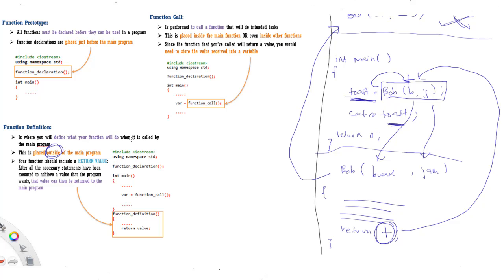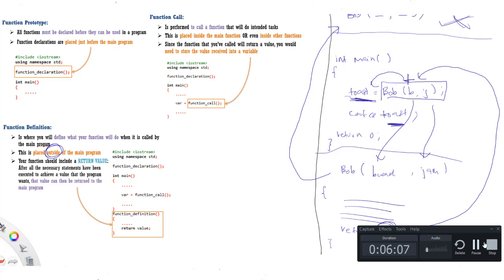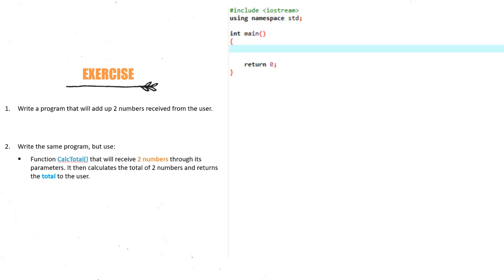Okay, so let's go into an example so that you can understand this a bit further. Let's take a look at the question right here. It says write a program that will add up two numbers received from the user. Now let's try to write a program, a very simple one at that, without the use of function.